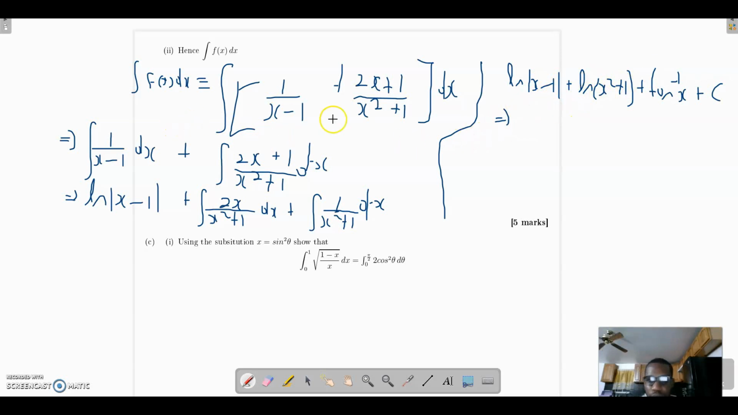Alright. Now, once you have done that, that would be the end of this question. Let me just put it in there. So it's ln of x minus 1 times x squared plus 1, right? So write that as a single function, plus tan inverse x plus c.